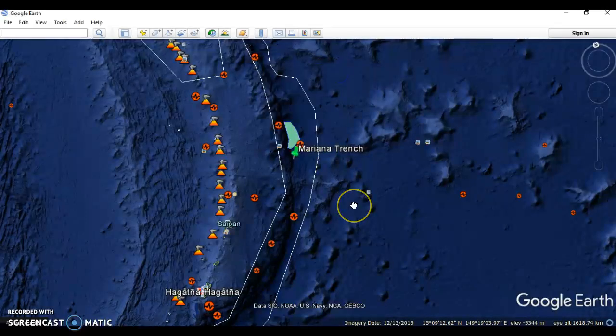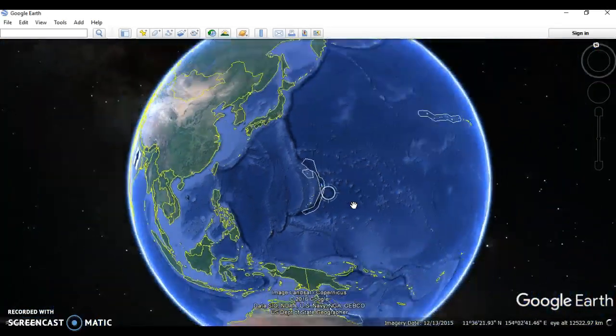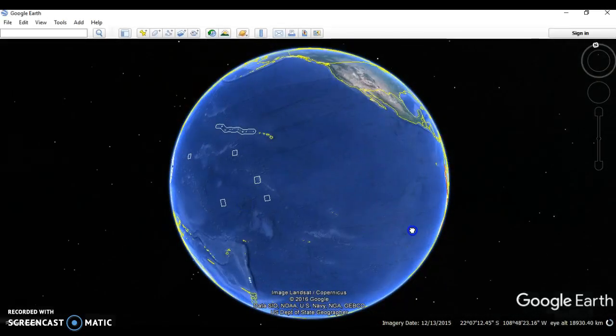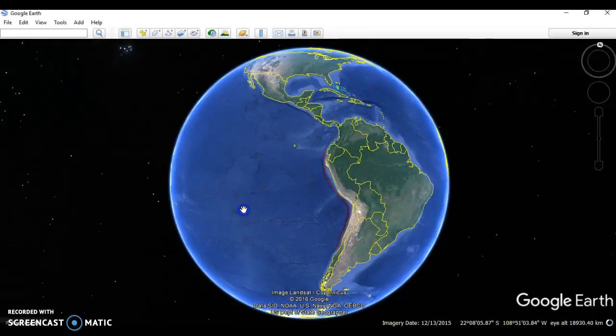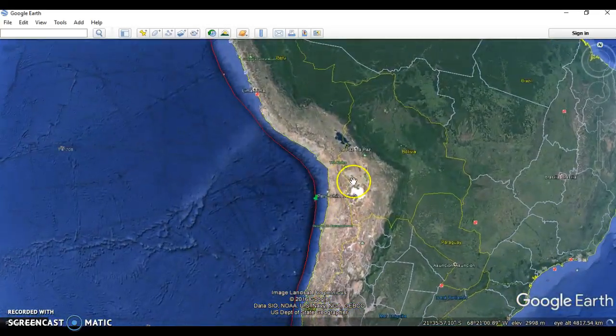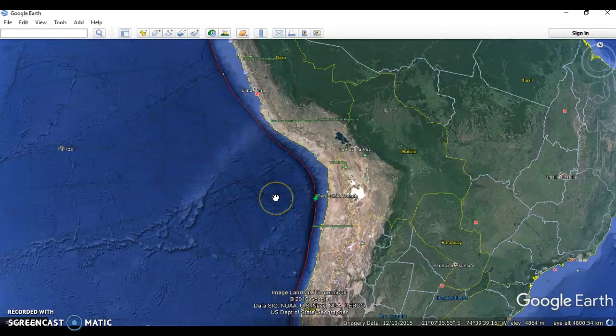The next boundary is at the Peru-Chile Trench. This is an example of where an oceanic plate is colliding with a continental plate. This results in a deep trench and a high mountain range with volcanoes. I created this path along the Peru-Chile Trench, the one in red.